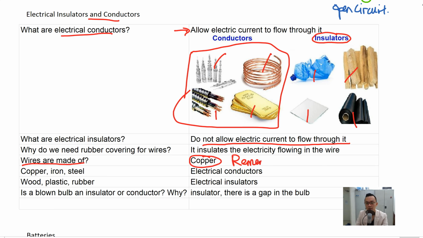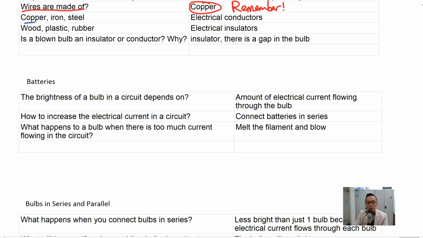Wires are made of copper. And copper, iron, steel are electrical conductors. Most metals, gold, silver, are also electrical conductors. Wood, plastic, rubber are electrical insulators. So there will be questions asking you, what should I use for the appliance handle? The answer is wood, plastic, or rubber.